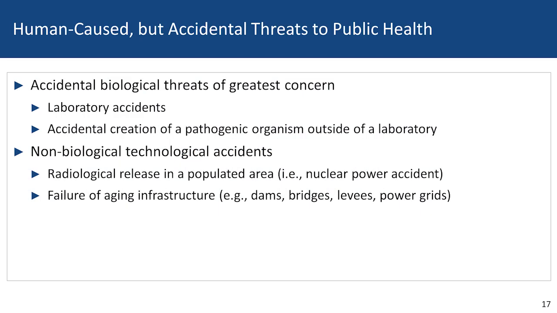Okay, so that concludes the natural hazards that I wanted to talk to you about. Next, I'd like to address some accidental public health threats that we think should be on your radar. There are a number of types of threats. I'm going to focus on the first bullet here, accidental biological threats of greatest concern. But there's also non-biological technological accidents that we think would greatly affect public health, like a radiological release, a nuclear power disaster, and failure of aging infrastructure, which we've seen in the US in some cases. So I'll start with an accidental laboratory release of a natural biological agent.